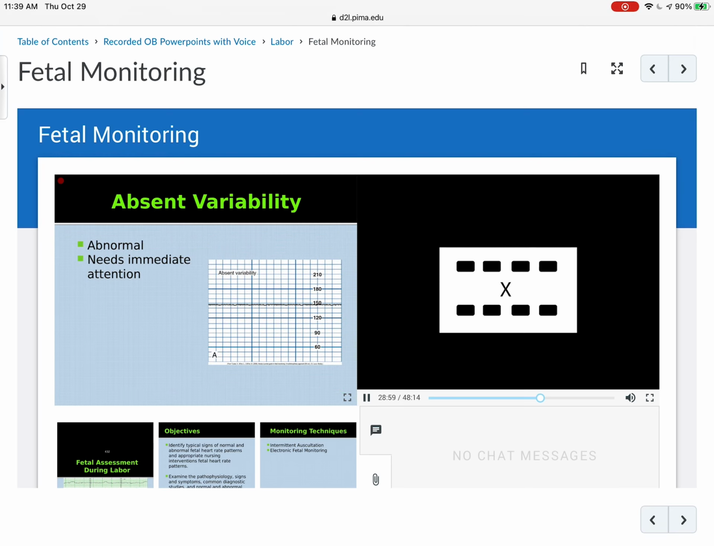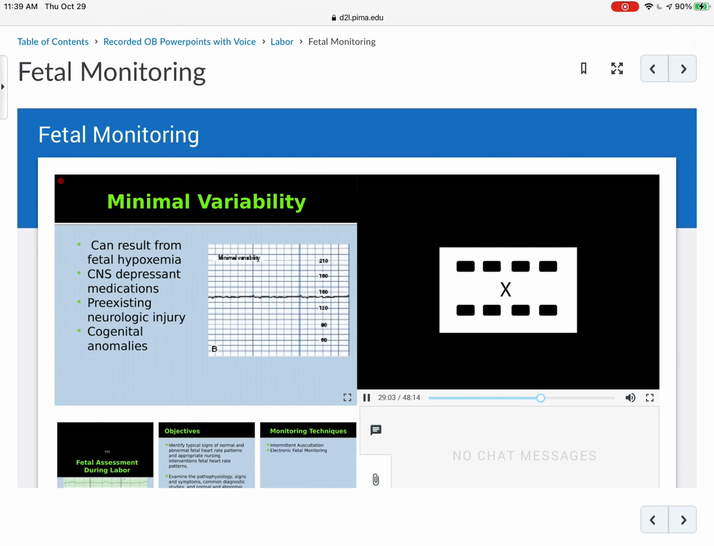Here's again, absent variability. It's just a straight line. It needs attention because remember, it's the single most paramount indicator of baby's oxygen reserves. Minimal is not good, okay? And it could be all kinds. Basically, it's resulting from baby not getting enough oxygen. It could be due to medication, some kind of previous neurological injury, congenital anomalies, but whatever, it is distress on the baby and it needs to be addressed.